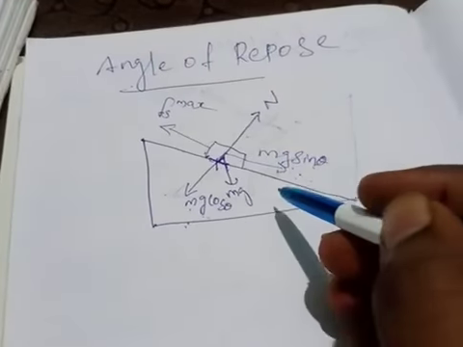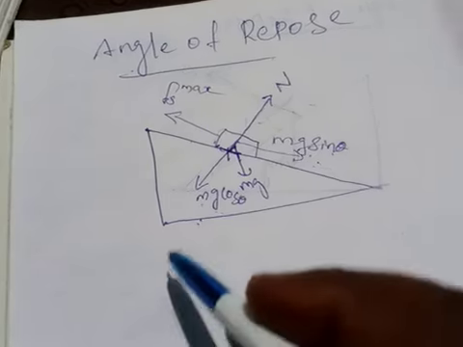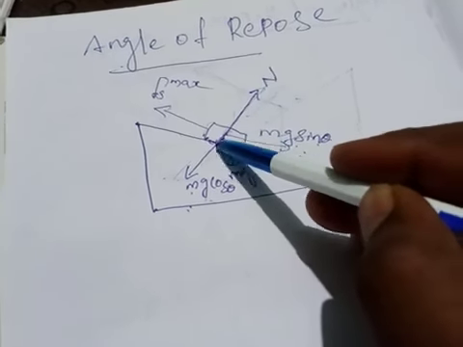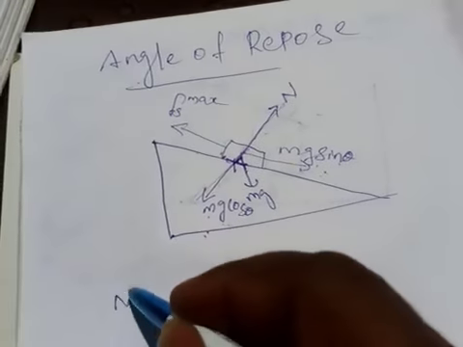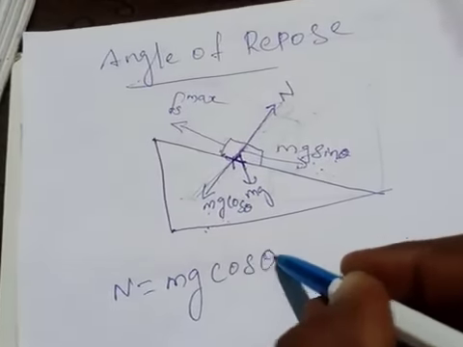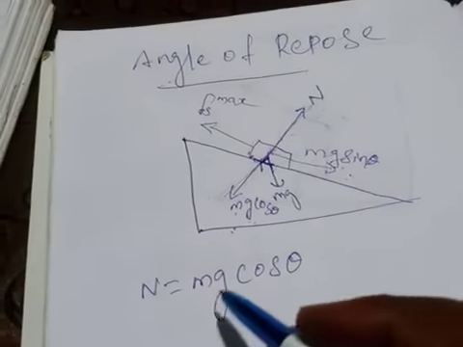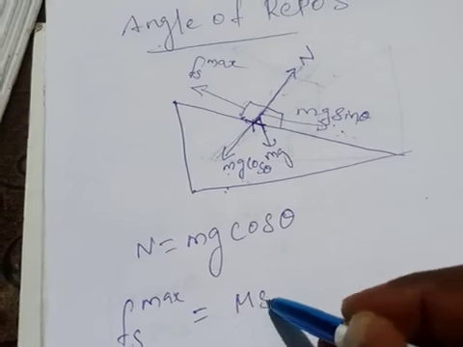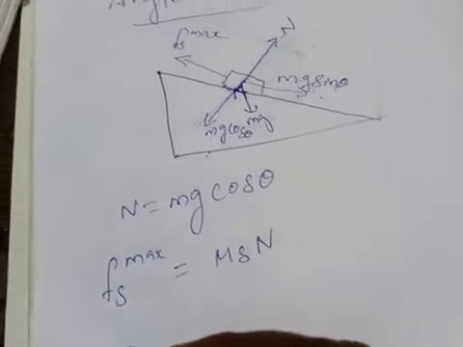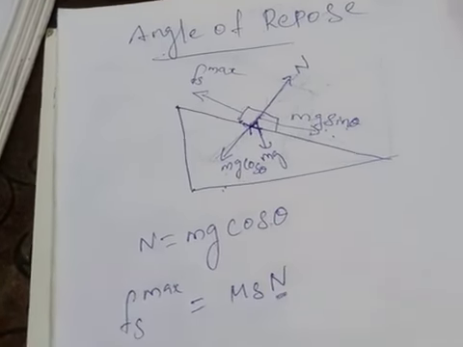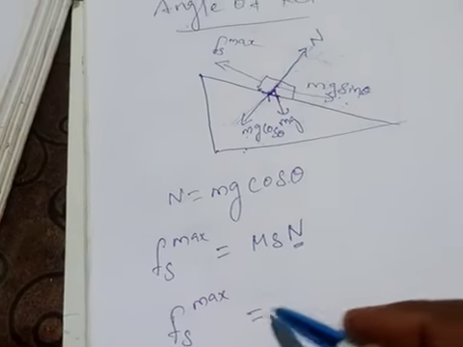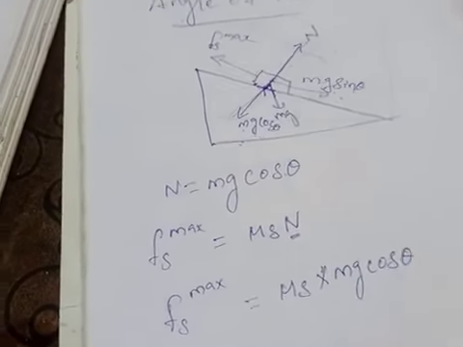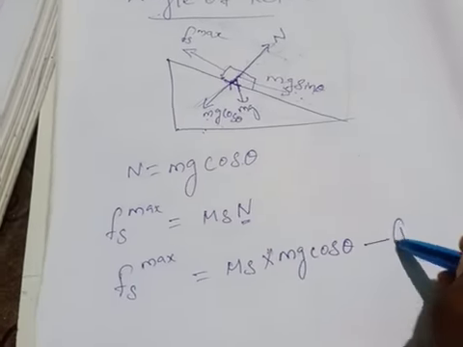Now these are the forces acting on it, so we can write the equation from this. What is N equal to? N is in the upward direction, mg cos theta is in the downward direction. So you can write N is equal to mg cos theta. We know the maximum frictional force, the static friction formula, Fs maximum is equal to mu s N. So you can substitute this N value, mg cos theta, here. So we will get Fs maximum is equal to mu s into mg cos theta. So this you can keep as equation 1.